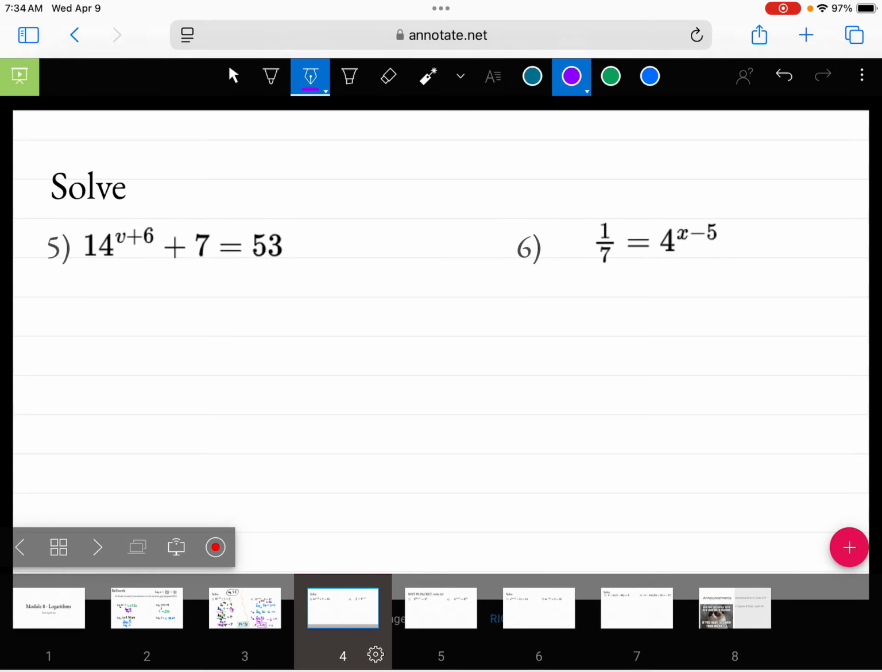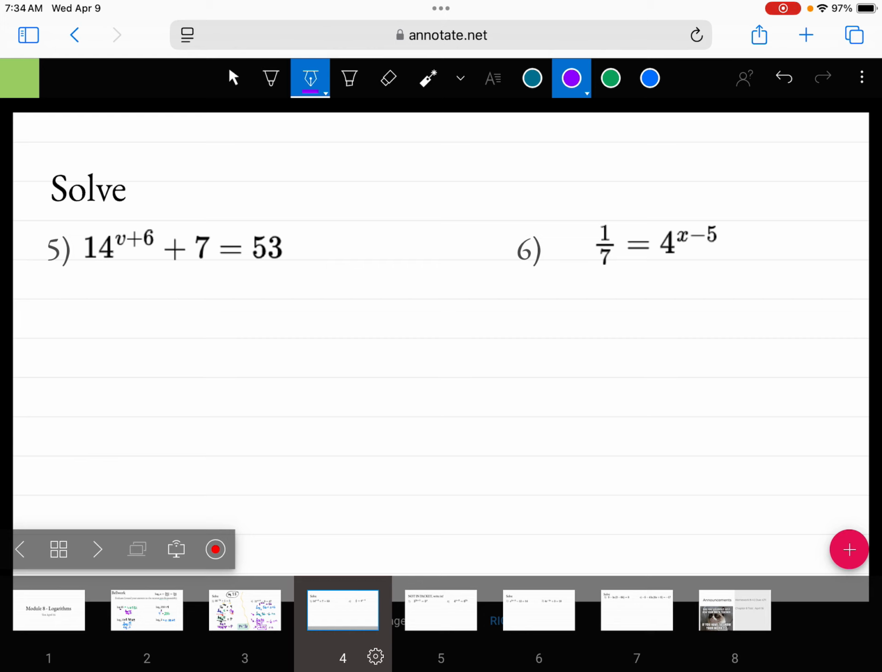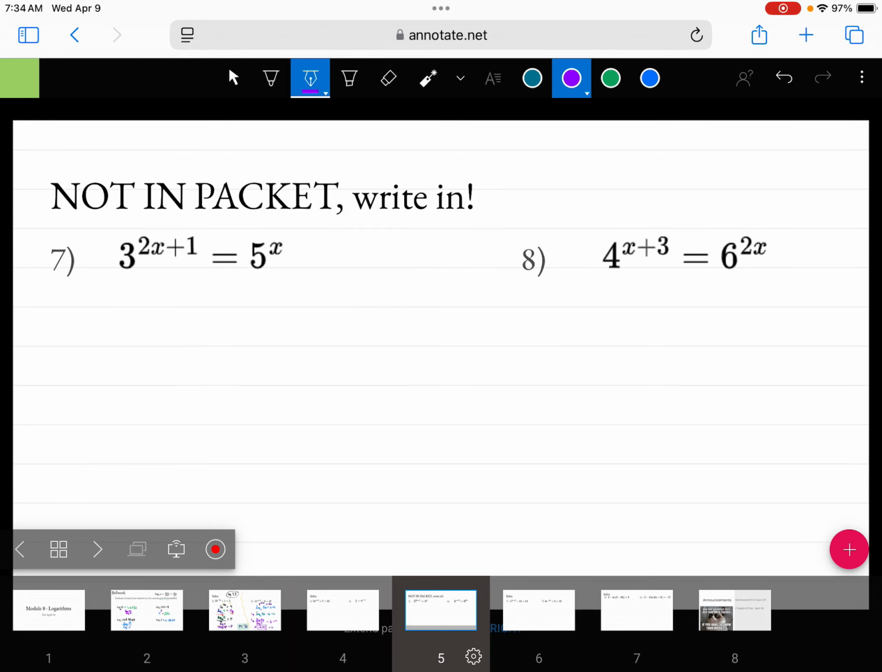So what we're going to do, instead of doing those bottom two right there, I actually want to give us a different question to put there, because there's a style of problem that is not actually in the packet that we really need to see. So instead of 5 and 6, we're going to do these two. I've numbered them 7 and 8. They're not in the packet, so you'll have to write them in, but you can put them in the place of 5 and 6. There's nothing wrong with 5 and 6.